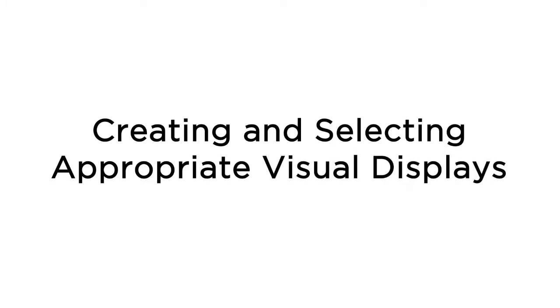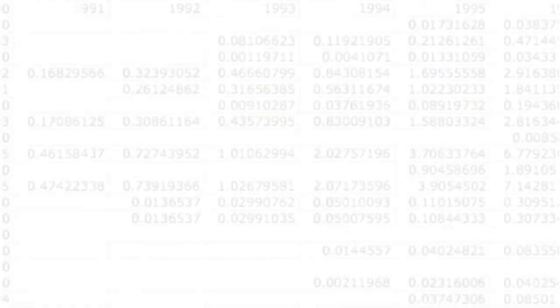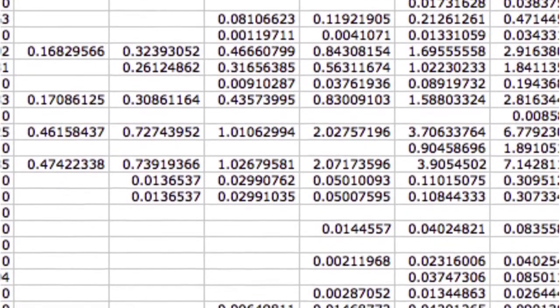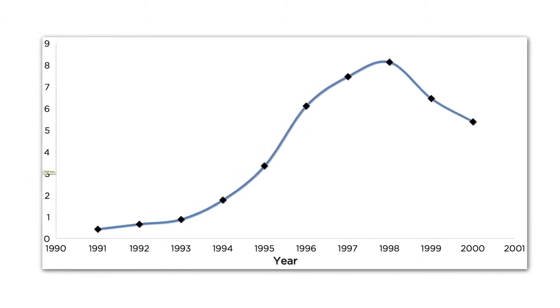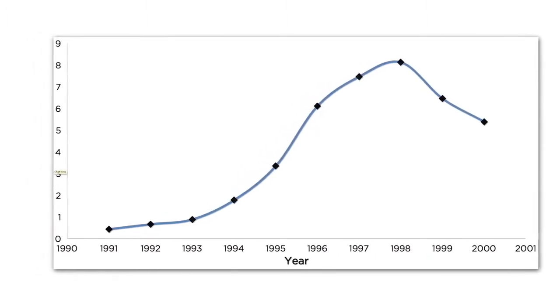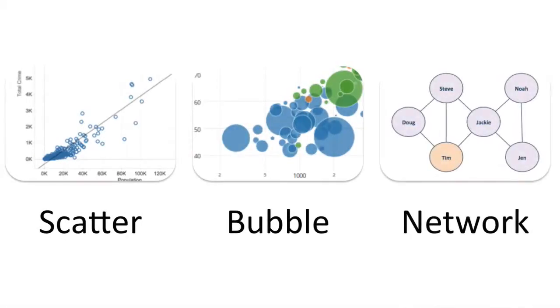In this lesson, I'm going to introduce you to the process of creating and selecting appropriate visual displays. Let's return to the definition of visual design. Visual design is the mapping of data to visual form. The objective is to convey the unique properties of the data set it represents. In this lesson, we're going to review several different chart types that help us convey our message.